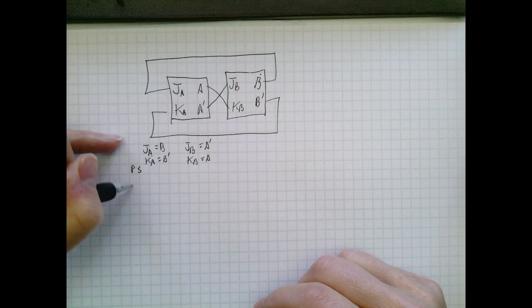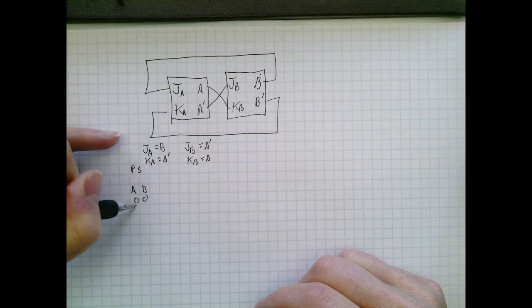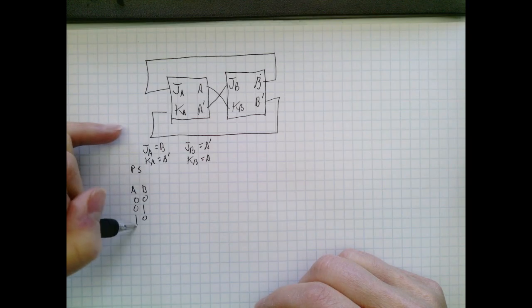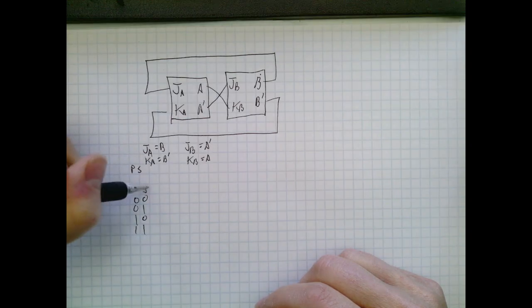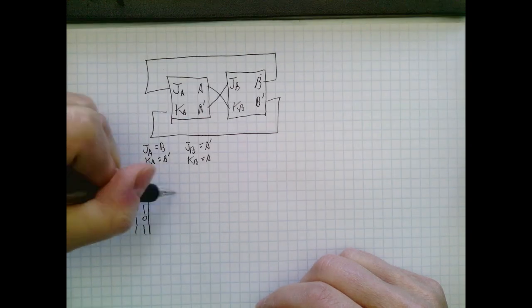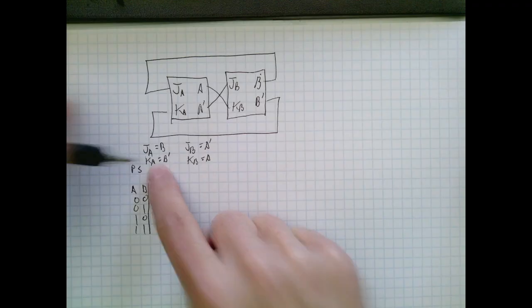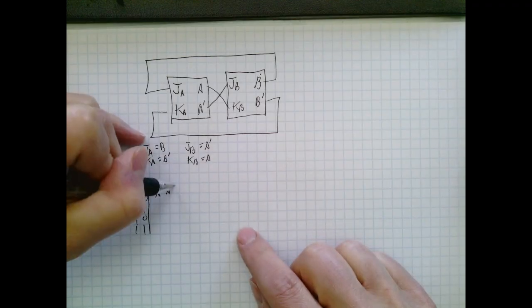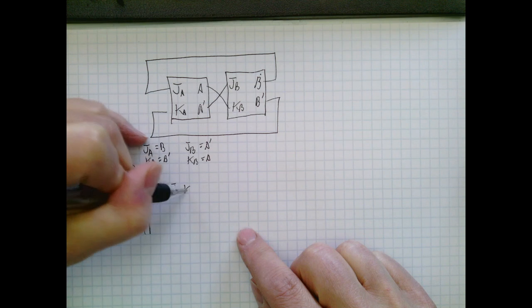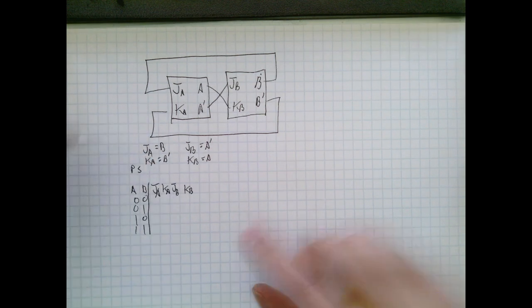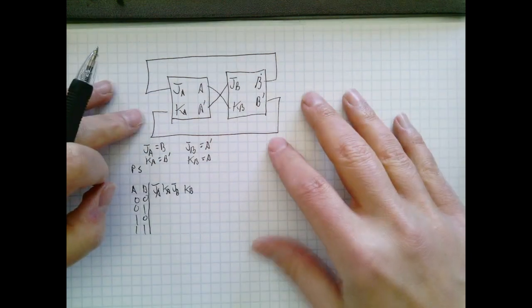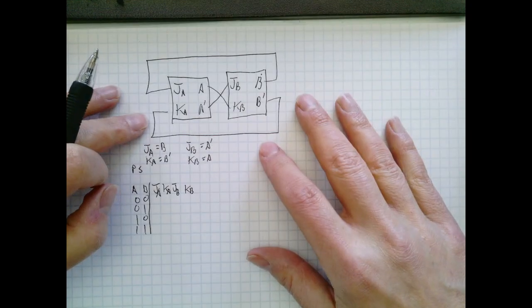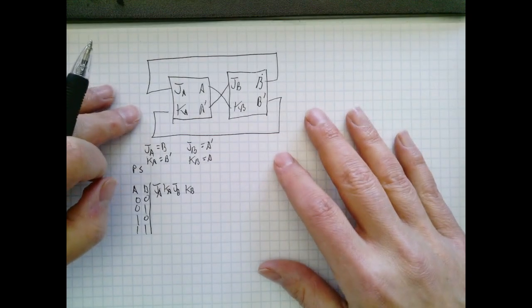So we'll do the present state, and we'll just write A and B, and then we'll write out all possible combinations for present state. And now we can continue to write what we know. We know JA and KA, and we know JB and KB. This problem, by the way, is much easier than the problem you're likely to encounter on the final. So I'm starting with a really easy problem.